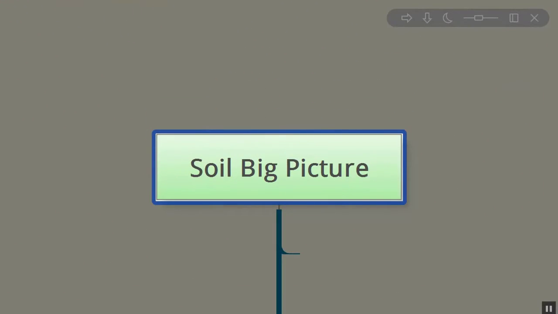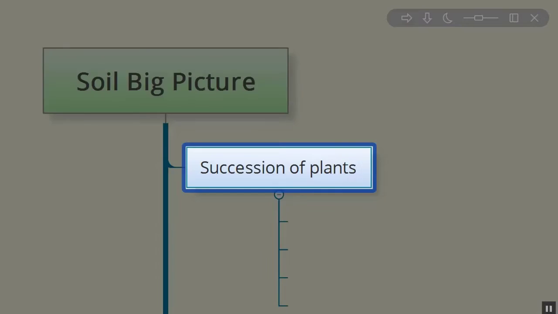Okay, so the goal in this part of the presentation is to basically just give you a framework, a structure to it. I think it'll make more sense when I show the picture after this part of the talk. So it's a diagrammatic representation. Right now I'm going to try and lay the foundation for the image that's going to follow. So when we're talking about the soil and the big picture, we're talking about the succession of plants.